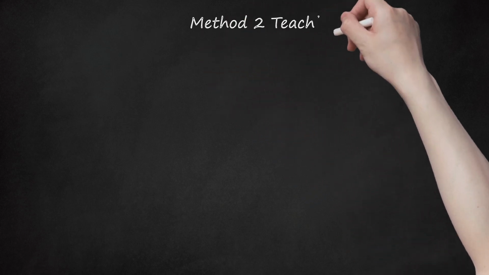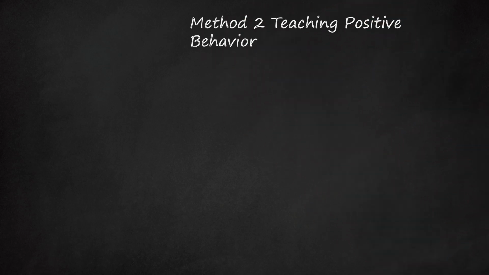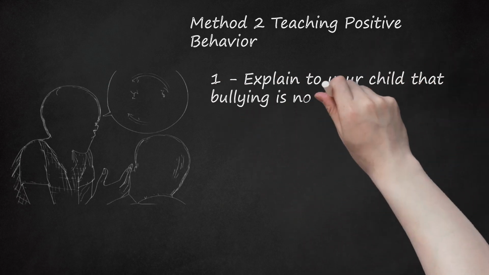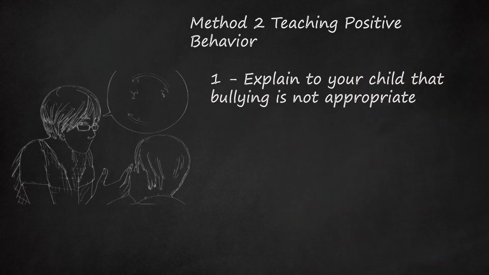Method 2: Teaching positive behavior. 1. Explain to your child that bullying is not appropriate. Your child might not understand that their behavior was hurtful. They may imagine that their comments or actions were just joking around. However, you should explain to them that words have power and can cause others to feel sad, angry, or distressed.